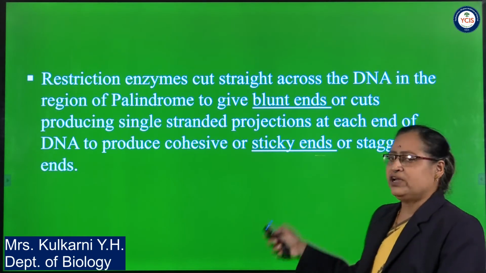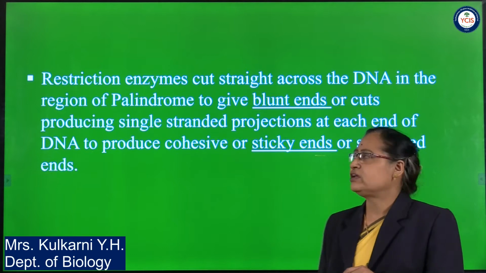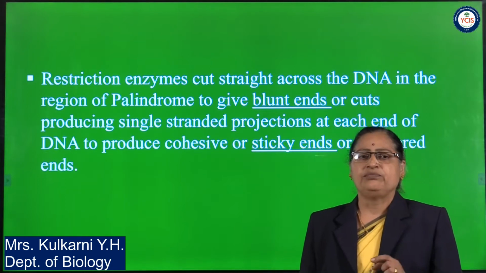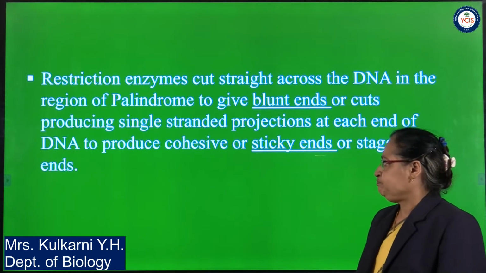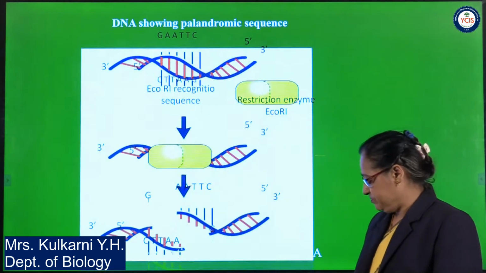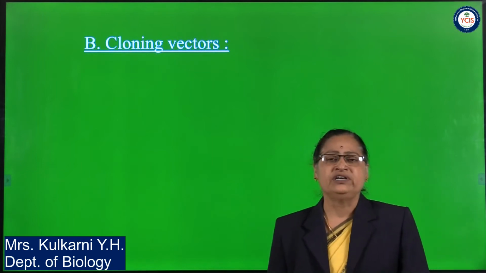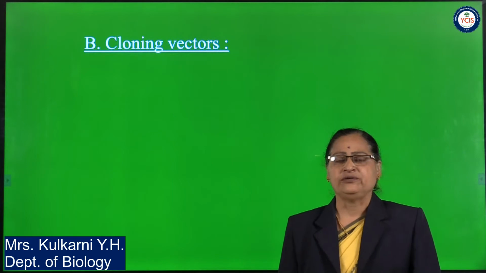Also, in the last period we studied that restriction enzymes cut this DNA, and due to this, blunt ends and sticky ends are formed. Then the palindrome. In case of a palindrome, specific sequences are formed that read the same both forward and backward. An example of a palindrome is Malayalam.